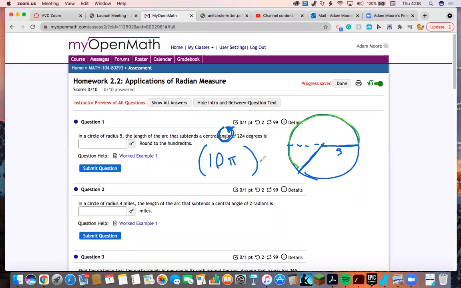And then I'll times that by however much fraction I'm using up. In this case, they give it to us in degrees. So we're using 224 degrees. Degrees of the whole circle all the way around would be 360. So I'm looking at 224 degrees out of 360.